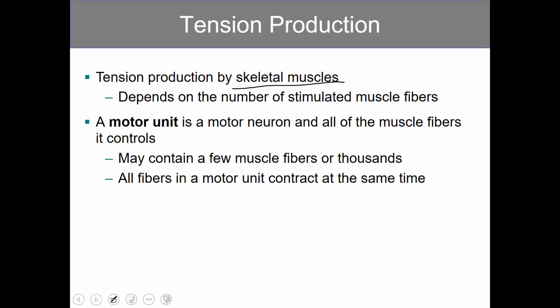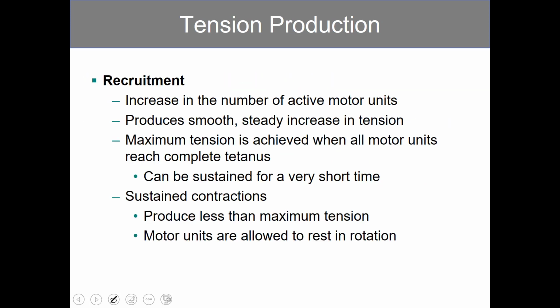And a motor unit is a single neuron, a motor neuron, and all of the muscle fibers that it controls. Motor units may contain a few muscle fibers or up to thousands, depending on where it's at in the body. But all the fibers in a motor unit are going to contract at the same time. Recruitment is how this occurs.